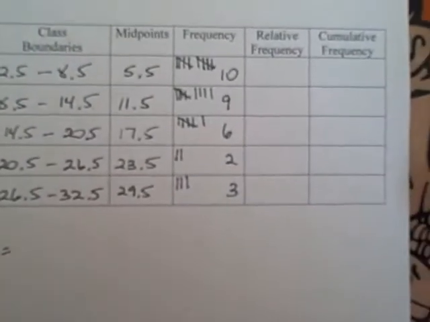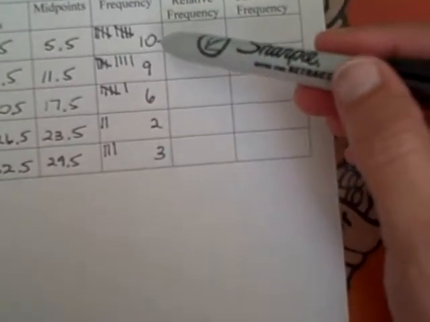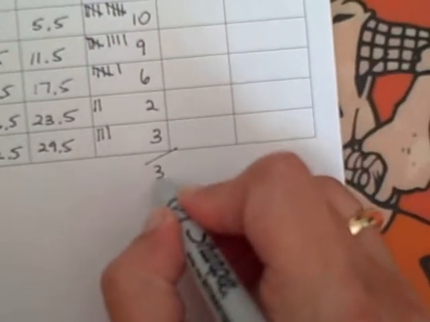Okay, so here's our frequency: how many data values actually fall into each class. Now, a good thing to do is to add these up and make sure they add up to 30, because we're supposed to have 30 data values. So we have 19, 25, 30. Good, so we know we have 30 total.